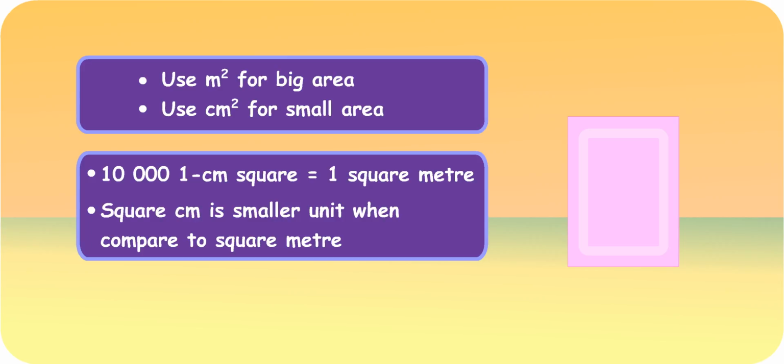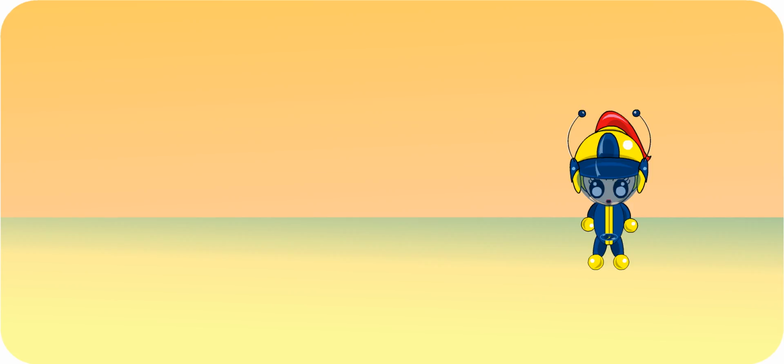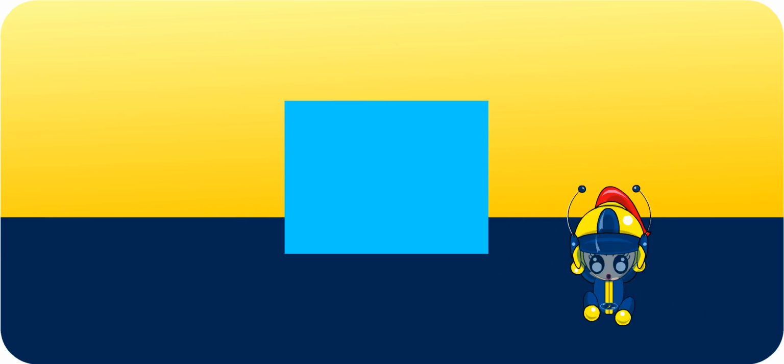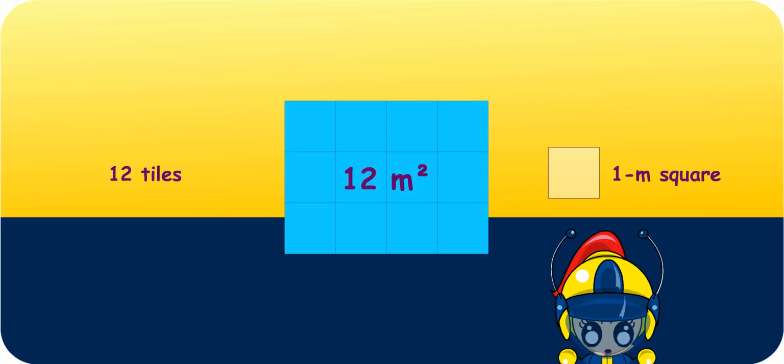Do you understand that, Turbo Girl? Yes, teacher. Can you show me an example on measuring area in square meters? Alright, let's find out the area of this floor in square meters. If each tile is a 1 meter square, then 12 tiles are used to lay the floor. The area is 12 square meters. The area of the floor is 12 square meters. That's easy. It's just like measuring area in square centimeters, except that we are using bigger squares now.